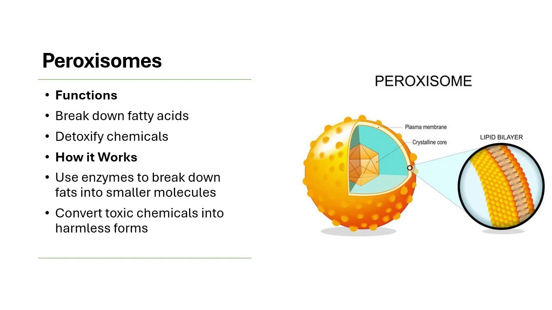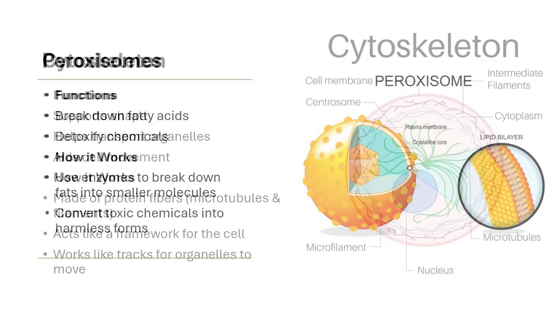Peroxisomes. Peroxisomes help the cell remove toxic substances. They use powerful enzymes to break down harmful chemicals and convert them into safer molecules. They also help in breaking down fatty acids, which the cell uses for energy. These organelles protect the cell from damage caused by toxins.